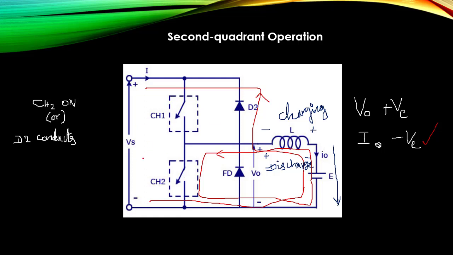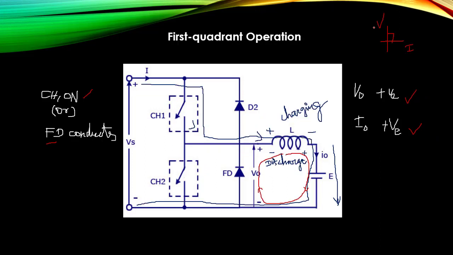So this supply voltage will appear across the load. So the output voltage is positive, but the current is negative, because the current should be in this direction, but here the current is in the opposite direction. So since the output voltage is positive and the current is negative, with this being the voltage axis and this the current axis, it is working in the second quadrant. So this is second quadrant operation.